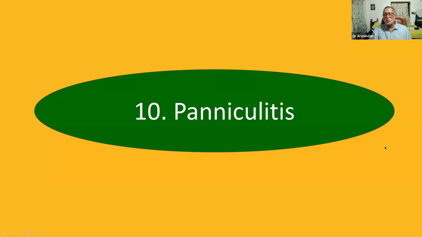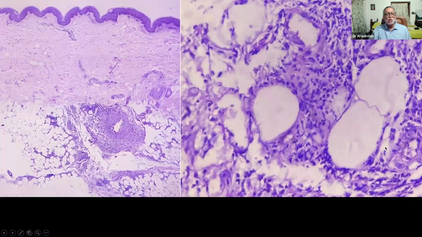And lastly, I come to the last section, panniculitis, or inflammation of the panniculus. These are nodular lesions occurring in the legs, being the history. You find a septal kind of panniculitis. Of course, there is a vessel around which there is some inflammation, and all around in the septa. So this is what is called a septal panniculitis.